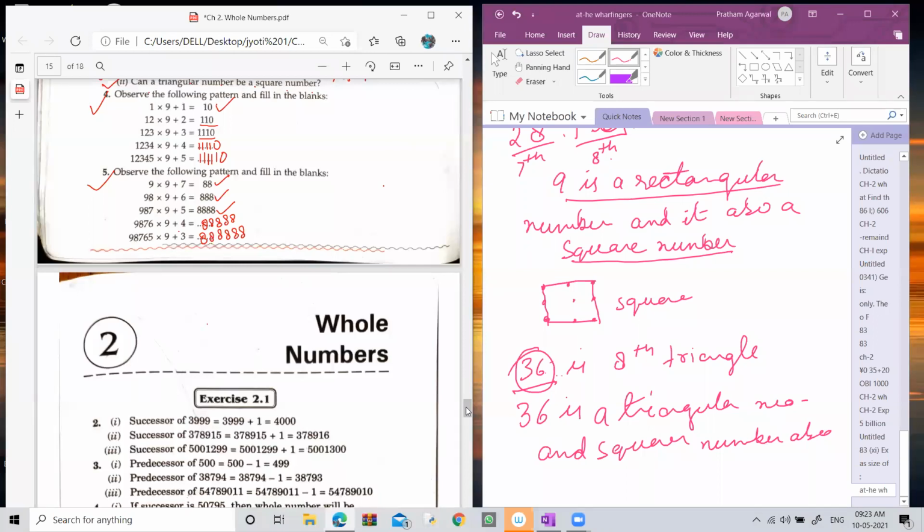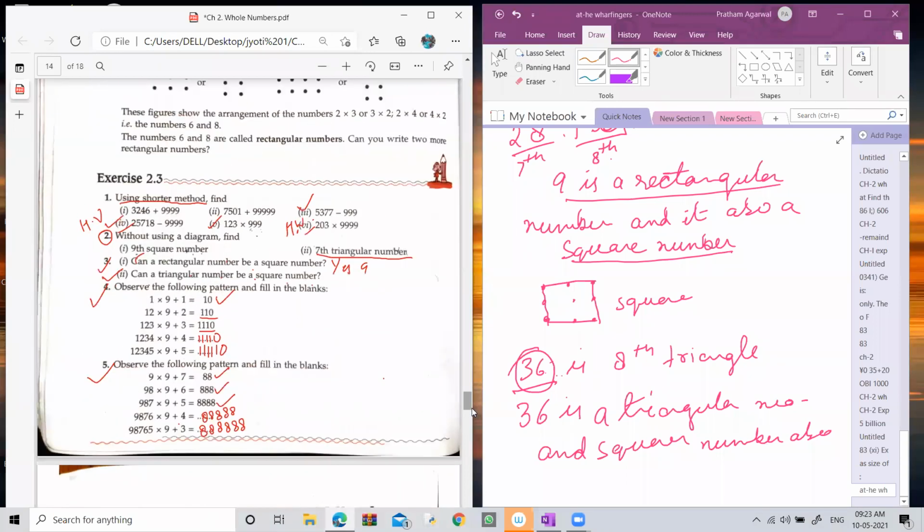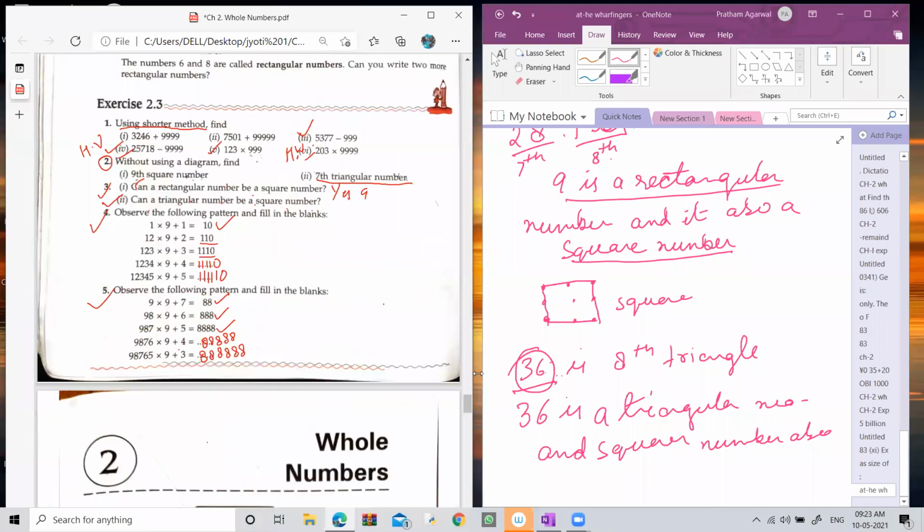So I think it's clear to all of you. Today, children, I will send you a maths lab manual activity of this chapter. By using colored paper, how can you show the commutative property of addition in whole numbers? Commutative property for addition and commutative property for subtraction. I will send it today. You can all go through it, and I will explain it tomorrow.